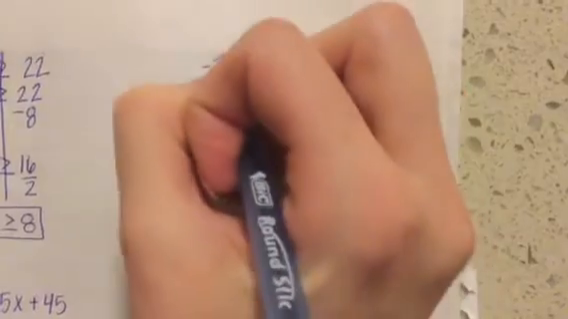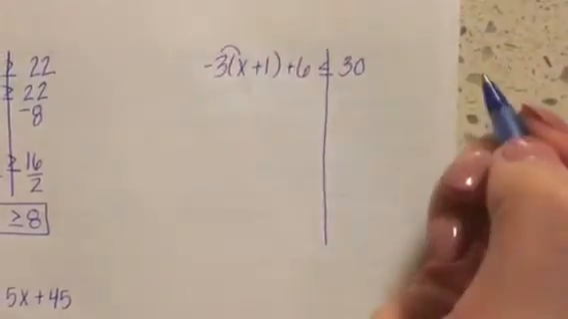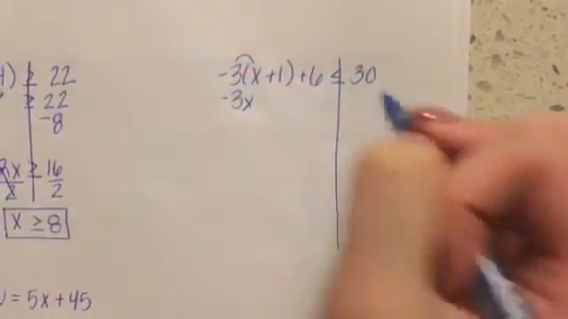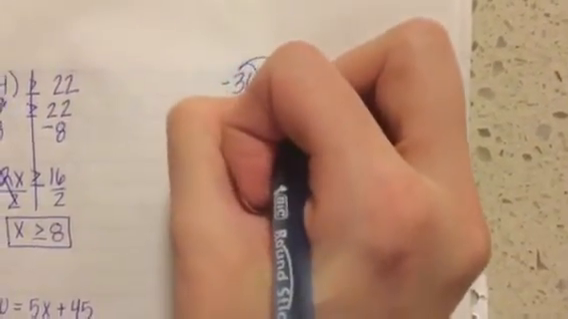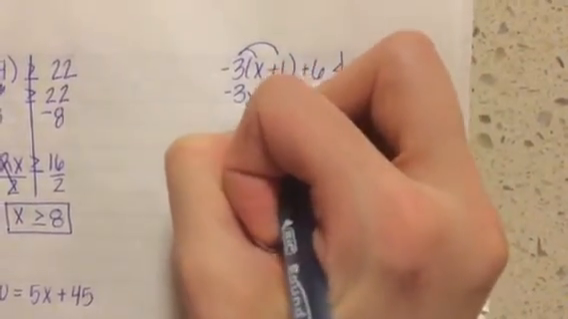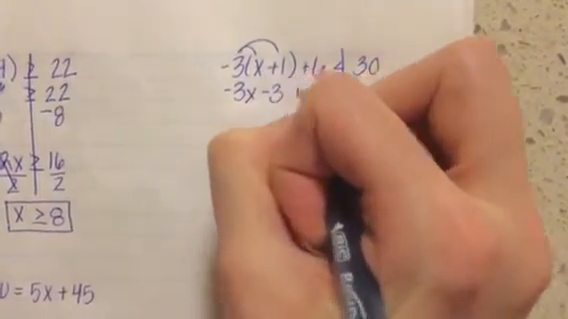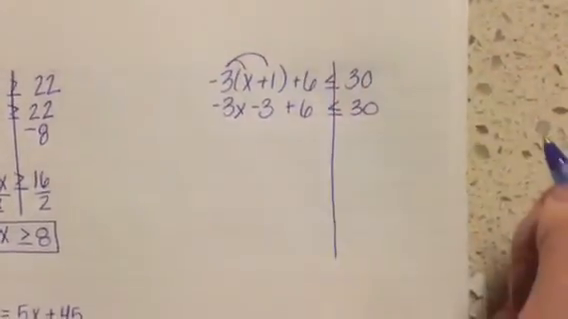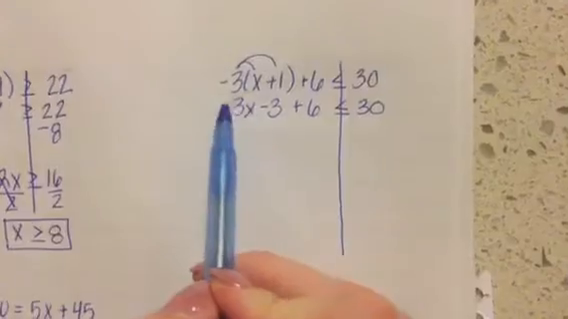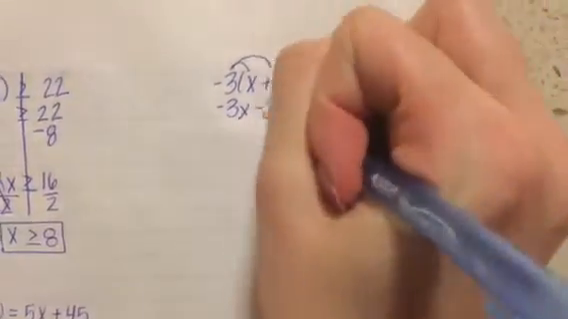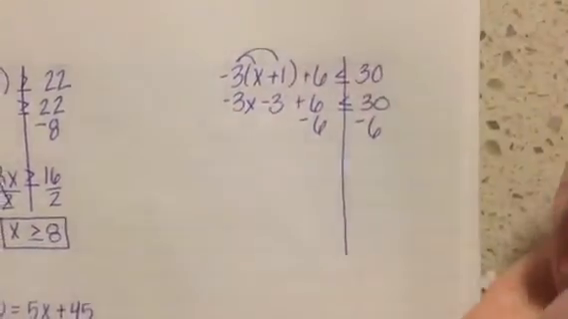So again, I start with the distributive property. I do negative 3 times x, which gives me negative 3x. I then do negative 3 times 1, which gives me negative 3. I then drop down my plus 6, my inequality sign, and my 30. I'm going to go ahead and ignore this stuff over here and first get rid of my plus 6 by doing the opposite, which is minus 6 to both sides.